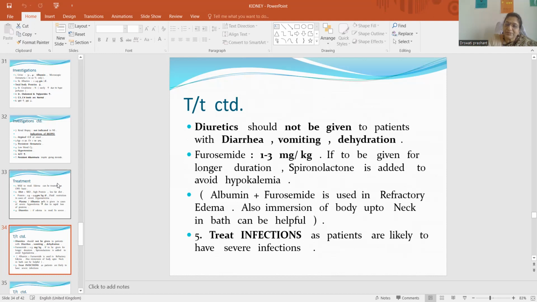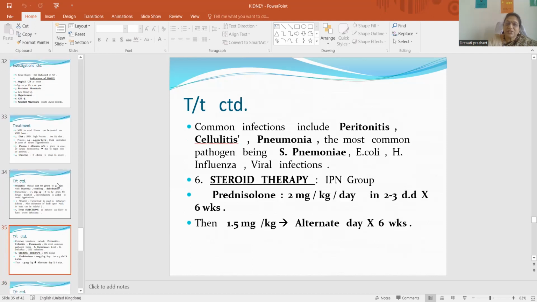Treat infections, as patients are likely to have severe infections. Common infections include peritonitis, cellulitis, pneumonia. The most common pathogens are streptococcal pneumonia, E. coli, influenza, and viral infections. Steroid therapy is the mainstay of nephrotic syndrome treatment.